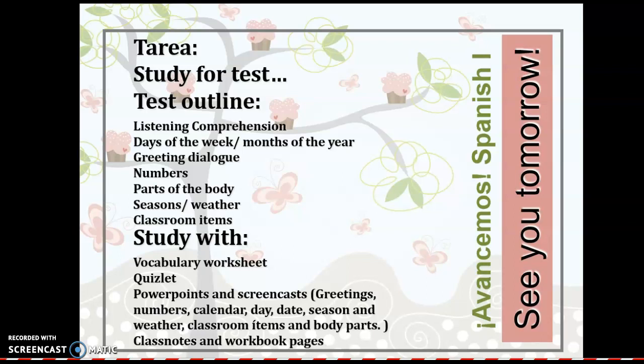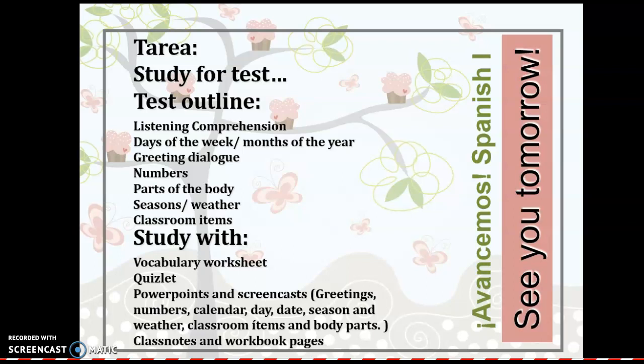The numbers. You should know the numbers, not just the digit, but how they're spelled and how you can make different numbers with them. You should know your seasons and the weather that those seasons are related to. For example, it is windy in the fall. Hace viento en el otoño. So you not only have to know the seasons, but you also have to know what kind of weather each one of those would be customarily referred to. And then you need to know about the classroom items.